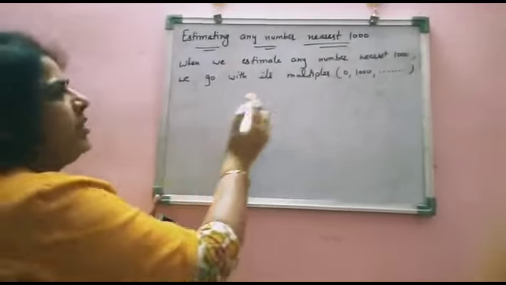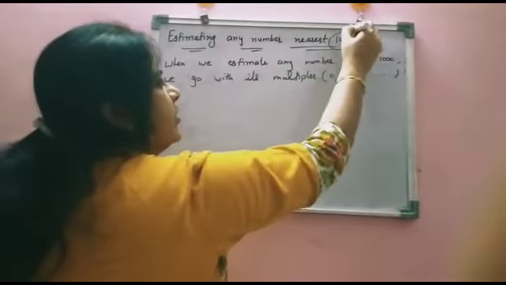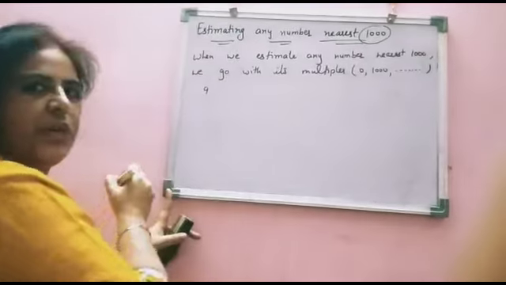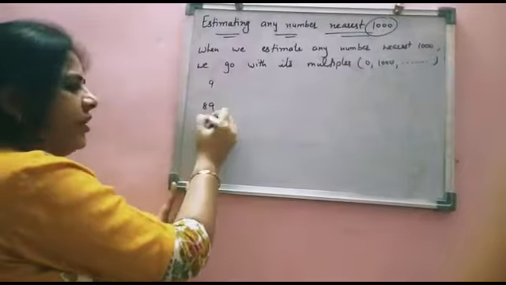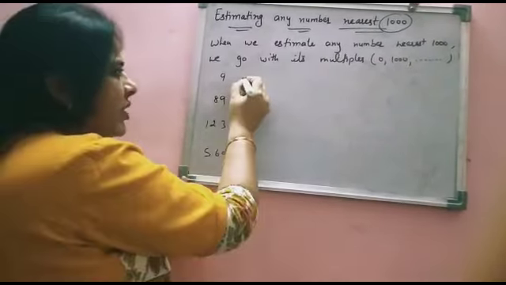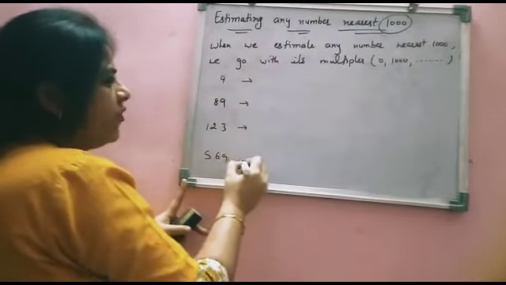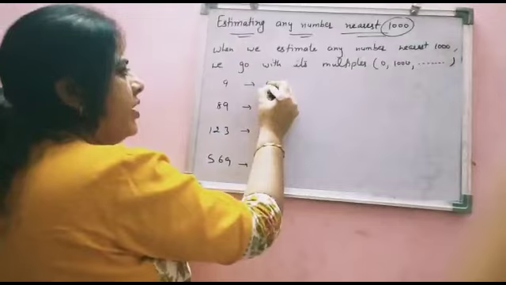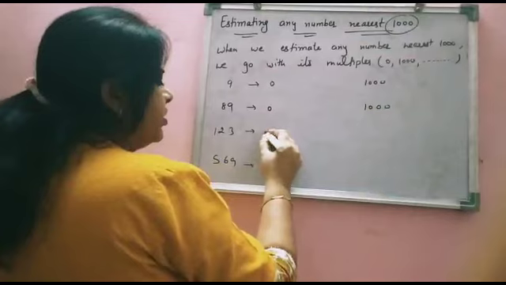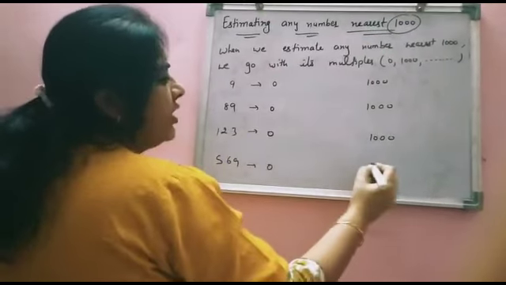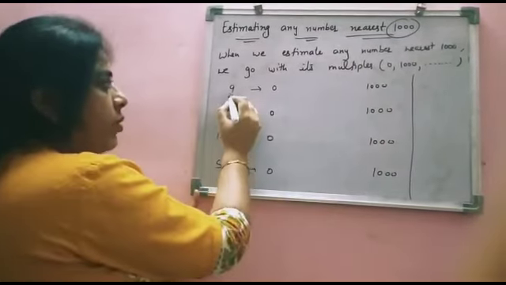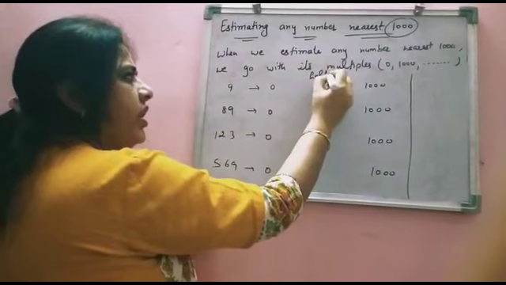Now students, we are estimating any number to the nearest 1000. If the number is a single digit, it's very simple. If we take a number 9, any 2-digit number 89, any 3-digit number 123, 569, the multiples of 1000 for all these given examples are 0 and 1000. For all these numbers, 0 and 1000. And because we are estimating the number to the nearest 1000, we will go with the multiples of 1000 only. Now what is the halfway for all these numbers?